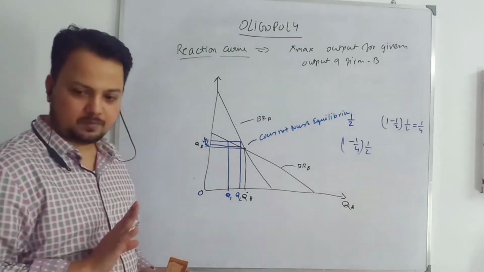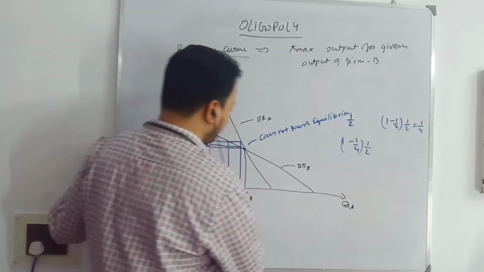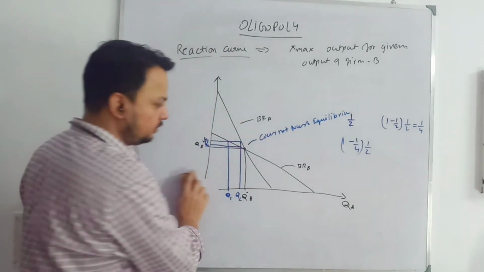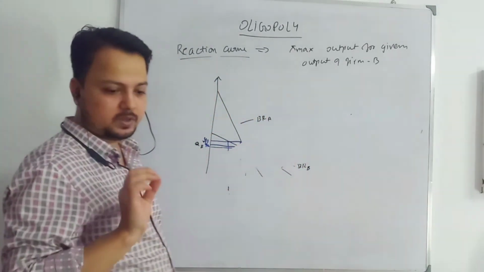Now let's do one example, then the picture will be clear. So this point is called the Cournot equilibrium, and it is a stable equilibrium. They can ask in the exam for 2 marks.